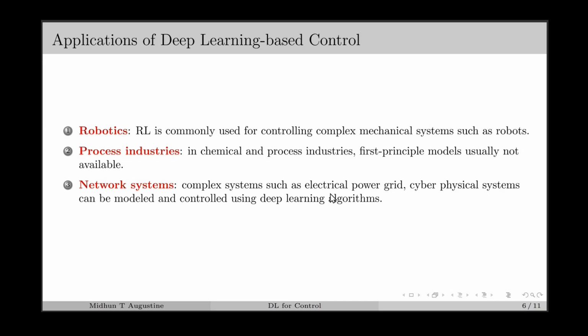And another direction is process industries like chemical plants or refineries. There, in many of the cases, first principle models will not be available. Even though deep learning based control schemes are not implemented currently, in future it is going to be one of the application areas. And another direction is network systems, where we can apply deep learning based control algorithms for controlling systems such as power grid, cyber physical systems, etc.